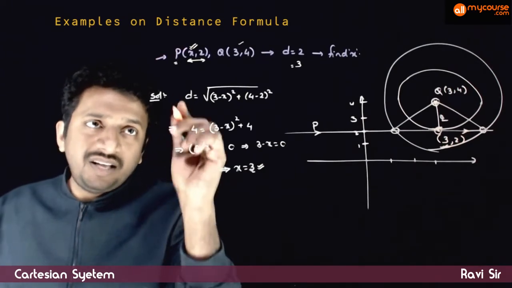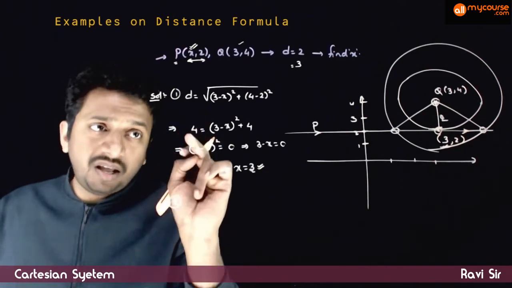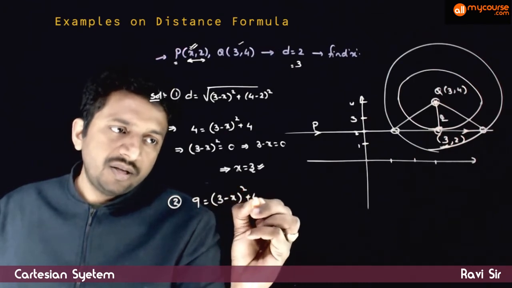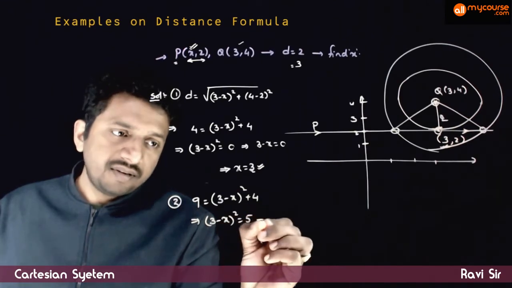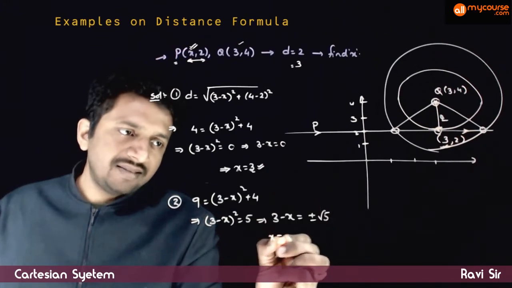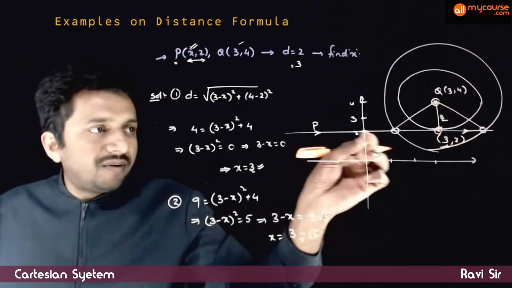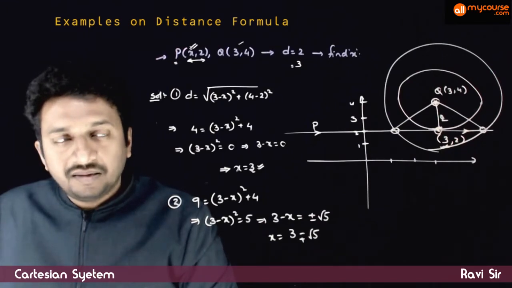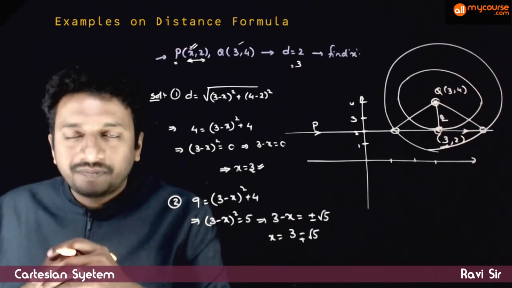If you solve for d is equal to 3, let us see what happens. If d is equal to 3, on squaring you get 9 is equal to 3 minus x whole square plus 4. So 3 minus x whole square is equal to 5. This implies 3 minus x is equal to plus or minus root 5. So x is equal to 3 minus or plus root 5. So the value of x can be 3 minus root 5 or 3 plus root 5. So for different distances, you might get one answer or more than one answer.